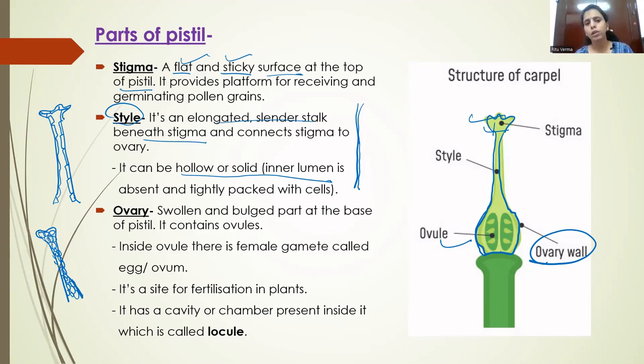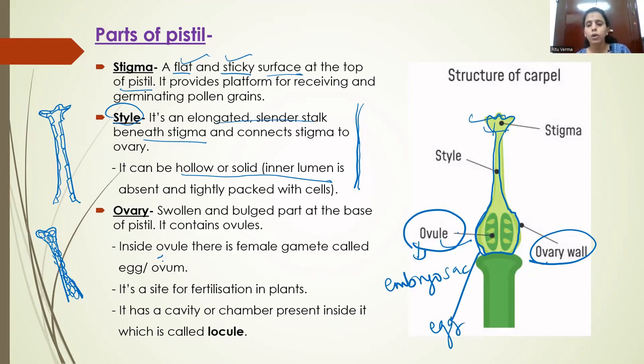Ovary is the swollen or bulged part present at the base of the pistil, and this ovary is important because it encloses ovules. Inside the ovule we have the embryo sac, or you can say the female gamete called egg.